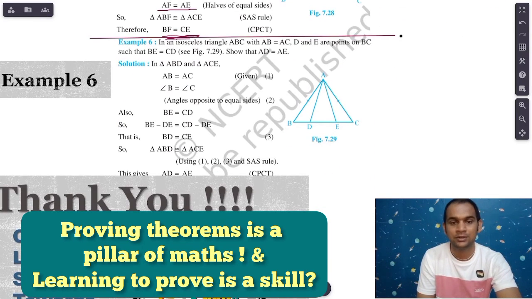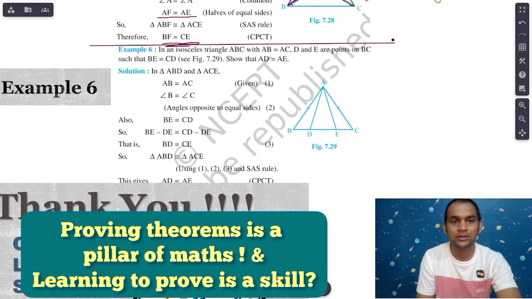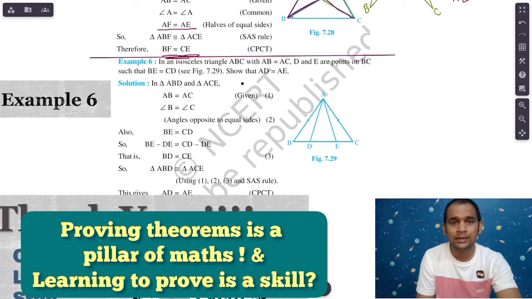Then we have example number 6 in front of us. Example number 6 says, in triangle ABC with AB equals AC. Again, this is given. Now using the theorem, we can say that angle B is equal to angle C as well. Now D and E are points on BC such that BE is equal to DC. That is a little bit twisted question. Now we need to show that AD is equal to AE.